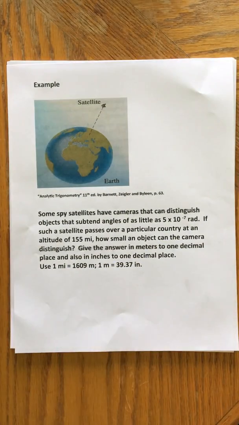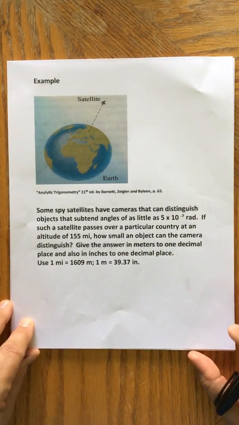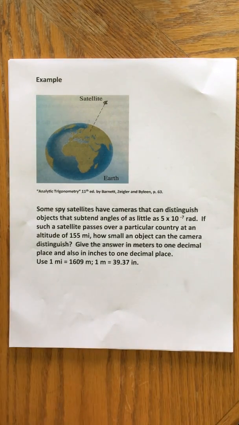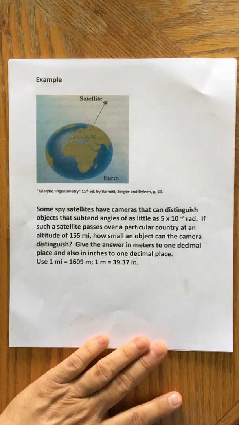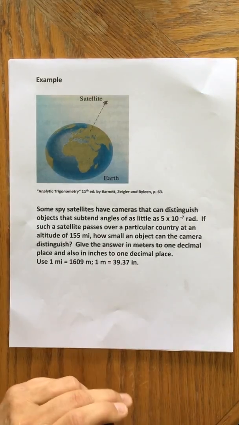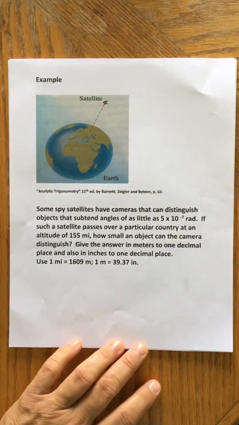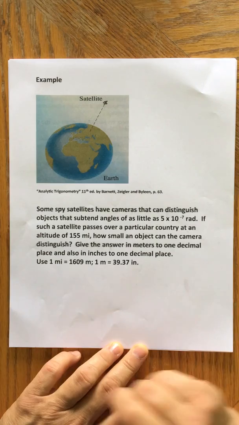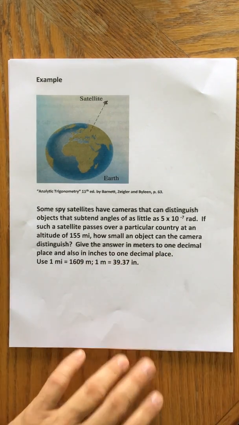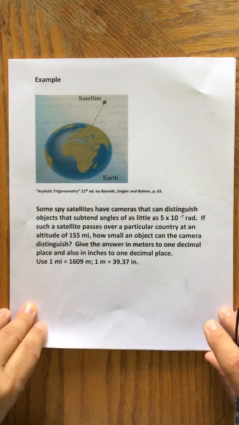Now let's take a look at a second example. They talk about spy satellites, and they have cameras that can distinguish objects that subtend angles of as little as 5 times 10 to the negative 7 radians. If such a satellite passes over a particular country at an altitude of 155 miles, how small of an object can the camera distinguish? Give your answer in meters to 1 decimal place, and also in inches to 1 decimal place, so that we'll be familiar with it.